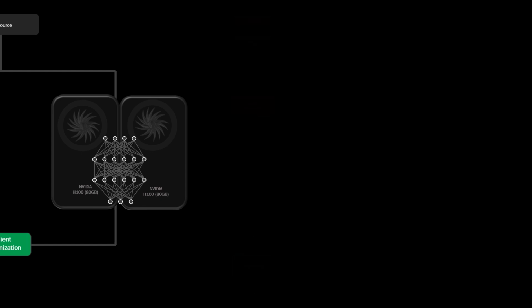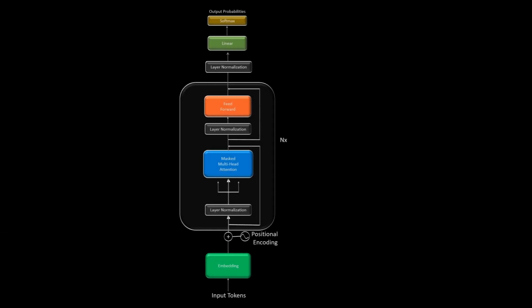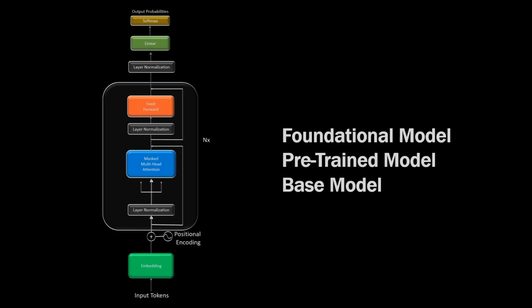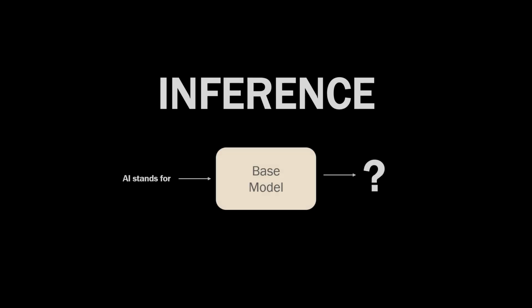After training on a massive dataset, we obtain a foundational model, also called a pretrained model or base model. This model has learned general language patterns and can now generate text based on input prompts. For example, if we give the model the prompt, AI stands for, the model generates the most likely next token based on what it has learned.